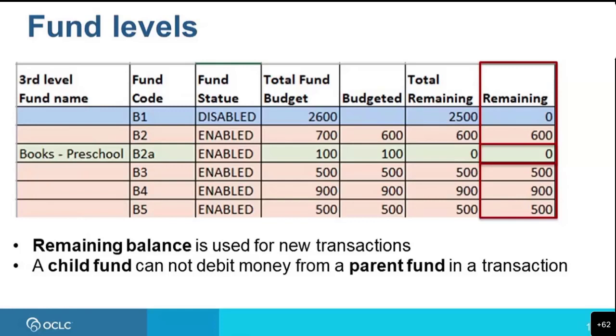So in this example, if you choose Books Preschool Fund on an order and its budgeted amount of $100 has been expended, so its remaining balance is zero, the amount on the order will not automatically debit the parent fund, Books Children's, even though it has a remaining balance of $600. Instead, it will deduct it from the fund that you've chosen, Books Preschool, and this would result in a negative remaining balance.